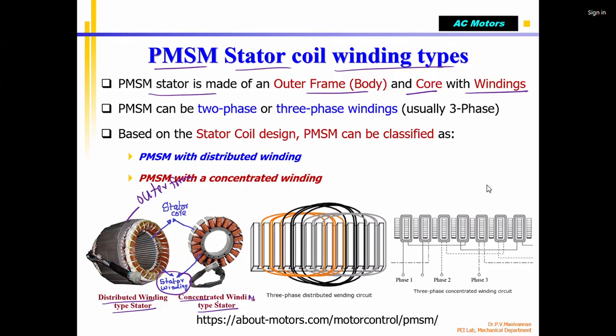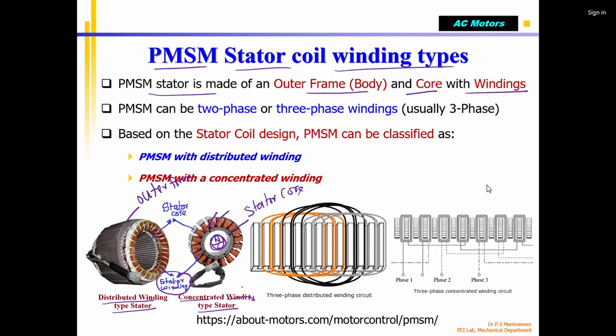Again, in case of the concentrated winding, this is my stator core, inside which only the rotor will be there, with north and south poles. This is the stator core on which there are projections, on which coils are wound over the poles. The whole thing forms the stator. So here the windings are concentrated on the projected pole-like structures, and that's why it's called a concentrated winding stator.